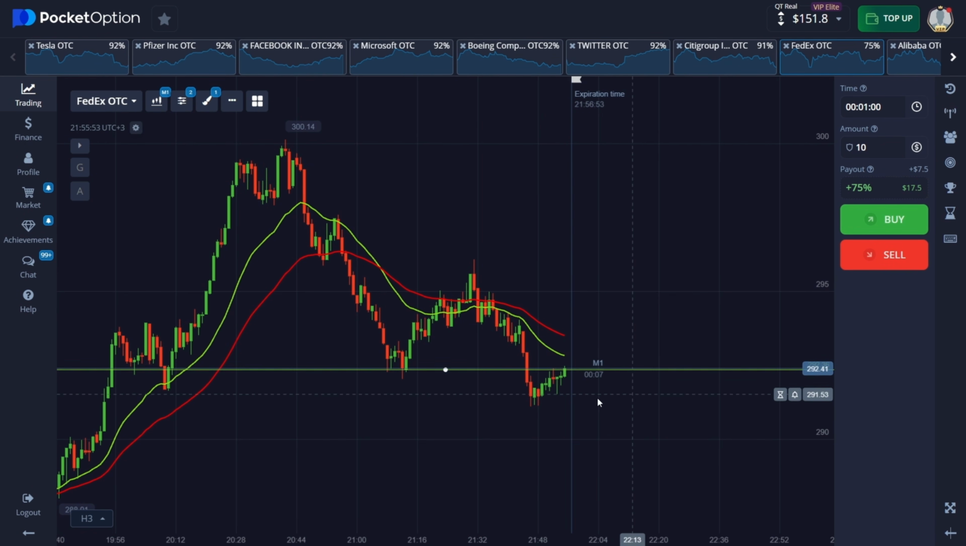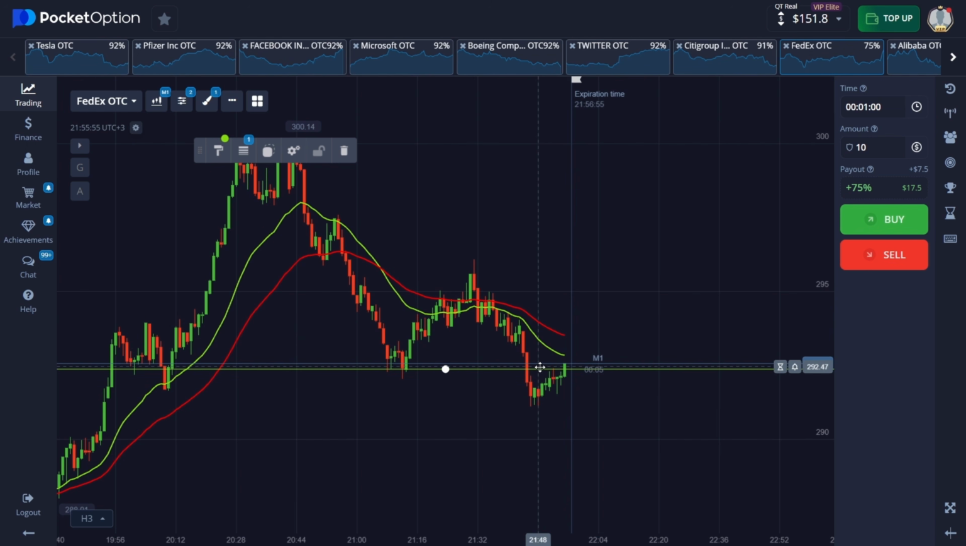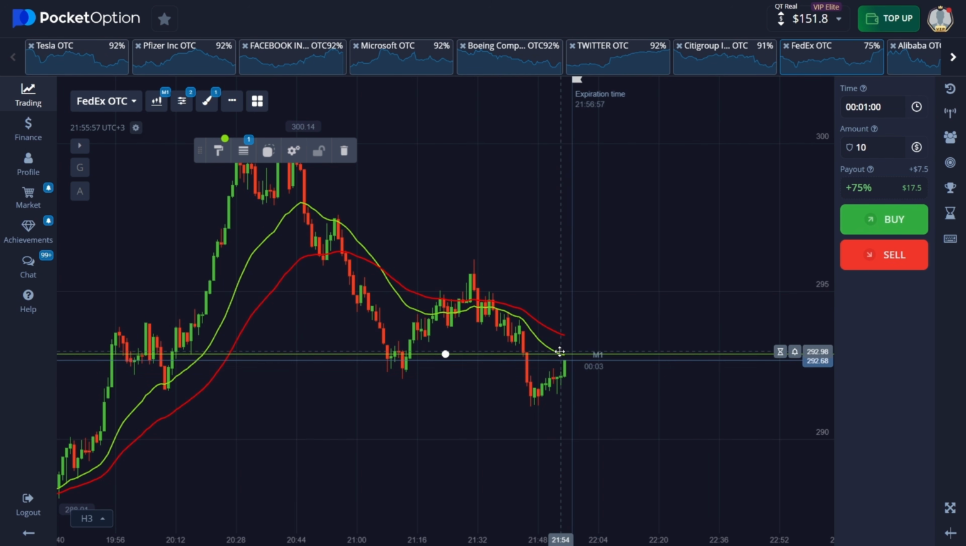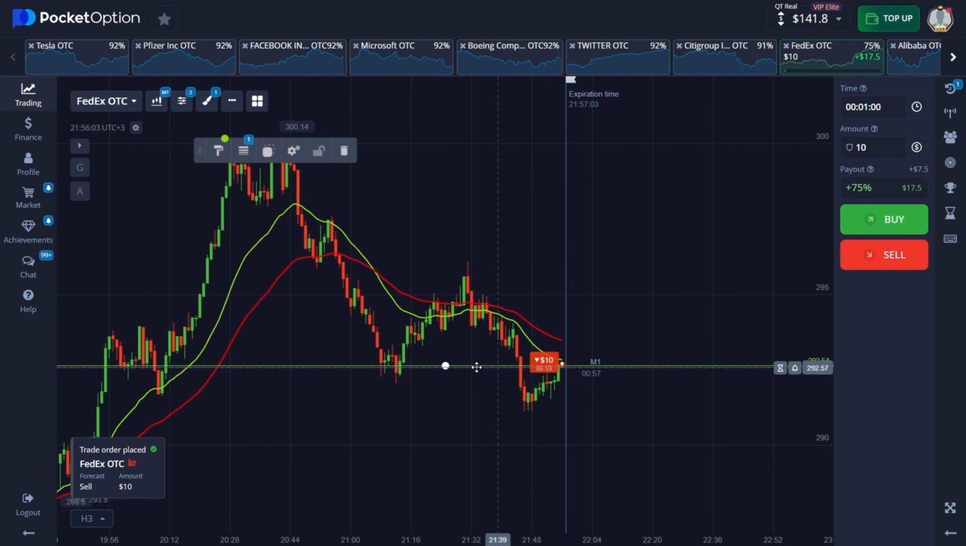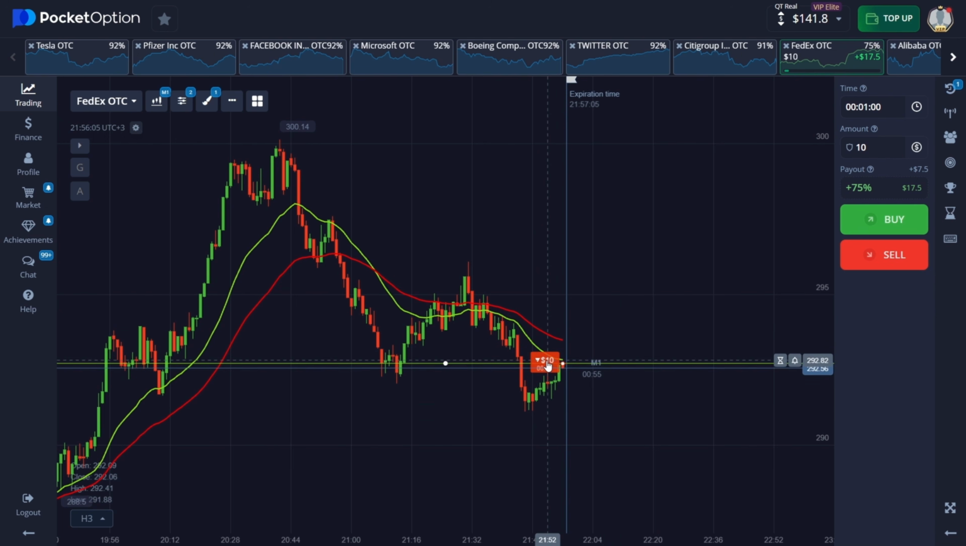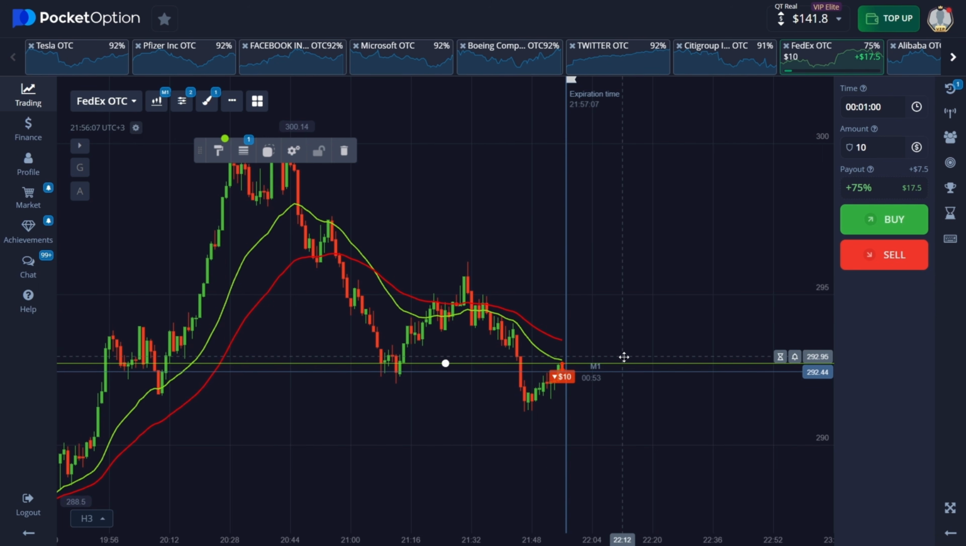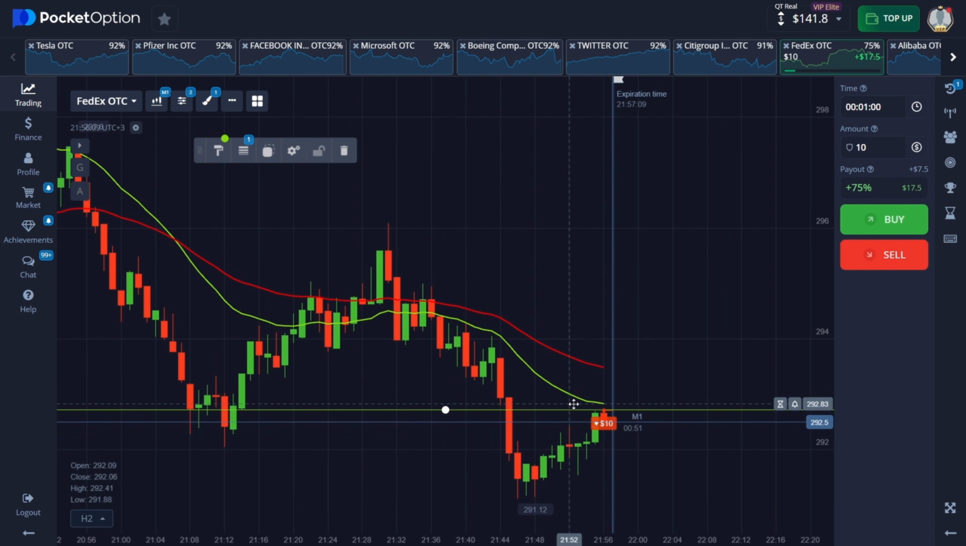Now we have a trade on FedEx OTC, but our resistance level is a bit far. If this candle gives an entry near the moving average, then we can try for a downside move. I got my entry and placed a trade for a downside move for $10 from the EMA 25. Again, this is a retracement trade, and as you can see, there is a resistance level.